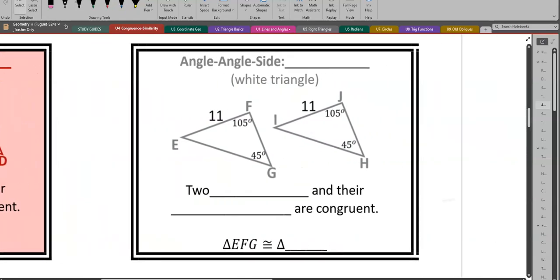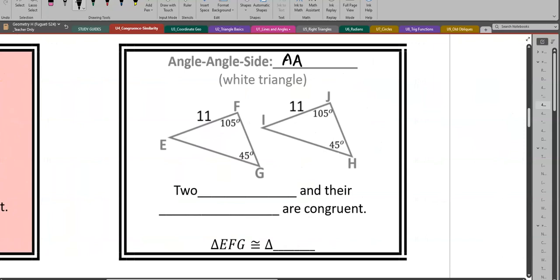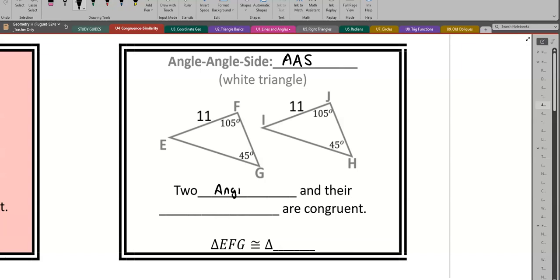Now, the other type, angle, angle, side, is also going to work. So this is still going to be a yes, but the difference here in the definition is that we have 2 angles, and then the key word here is the non-included side. So just to show you why that works, we have the 105 here, the 105 here, we have our 45 and our 45. Notice that the side length that we currently know is congruent is not touching the 45-degree angle, it's only touching the 105. So we would say by definition this is a non-included side, and our congruent statement here would read IJH.